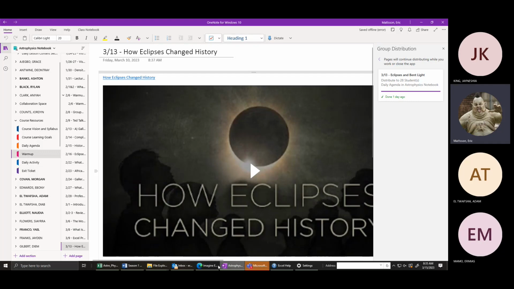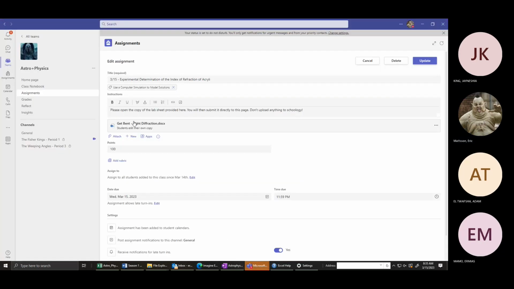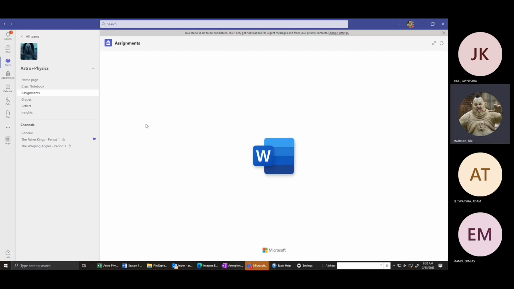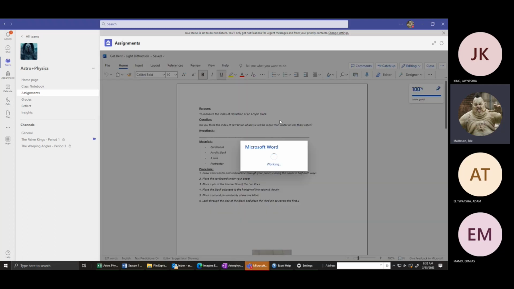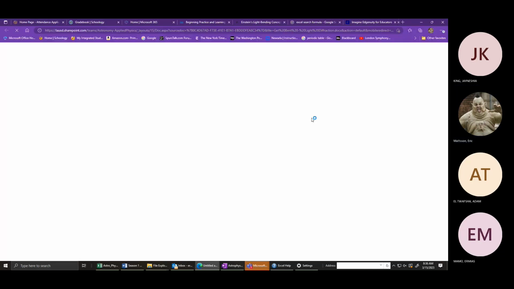If we go into our team site here and click on the assignments, here's assignment 315: experimental determination of the index of refraction of acrylic. There's your assignment, the actual lab sheet. When you open this up, you want to come over here and open it in a browser. Otherwise, the formatting is all screwed up. So we'll just open it up in the browser here.